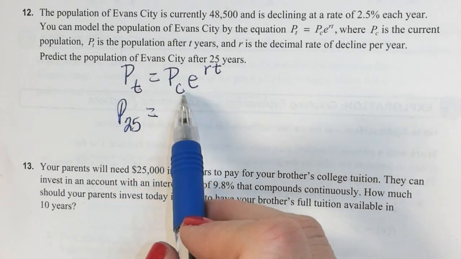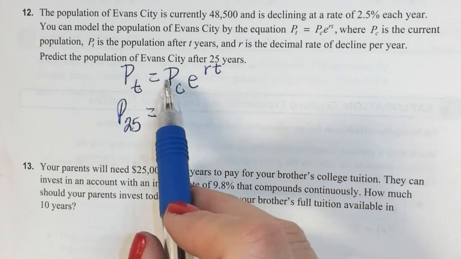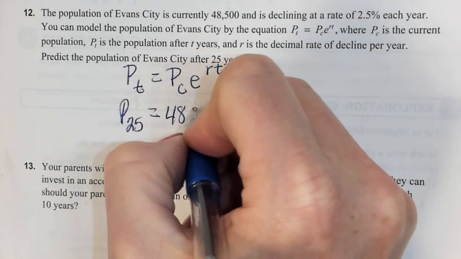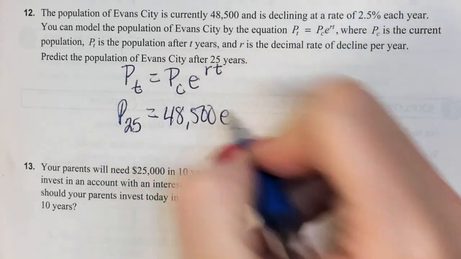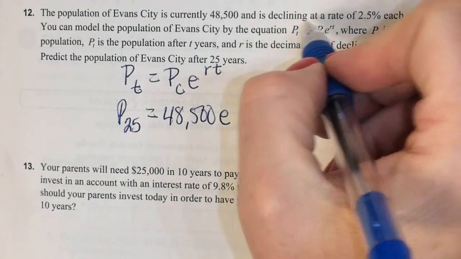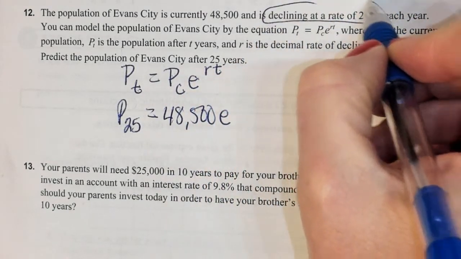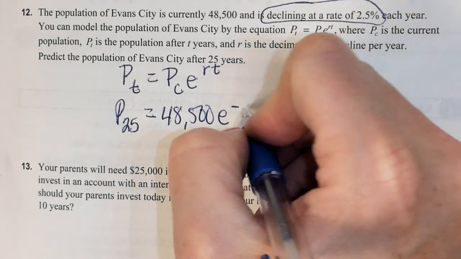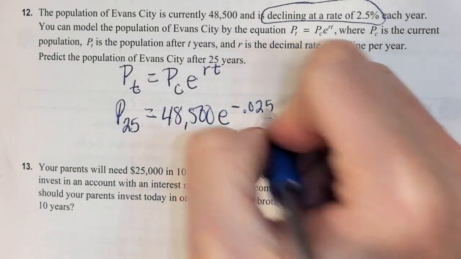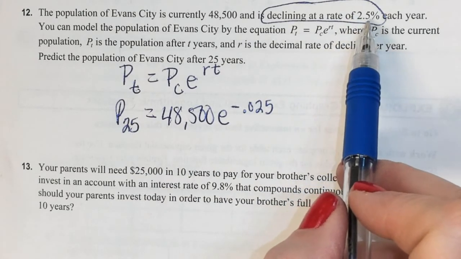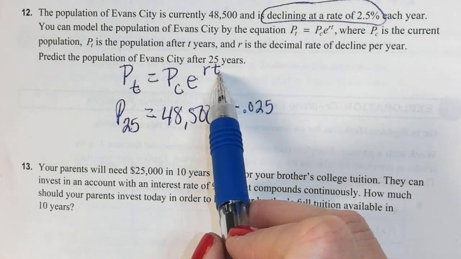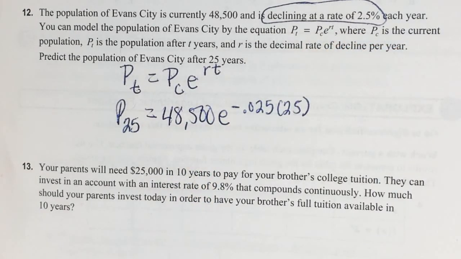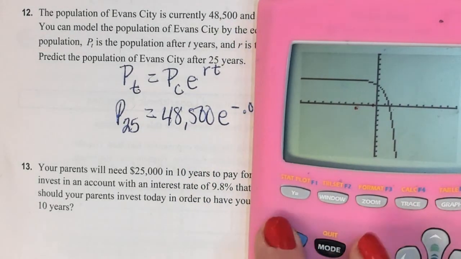This is the current population. What is the current population? All right, so we plug that in. E, we just keep it. Now it says declining at a rate. If it's declining, it's going to be a negative 0.025. That's going to have to go in for our rate. And then our t is how much time it's going to take, which is 25. And so that's what we're going to type in.